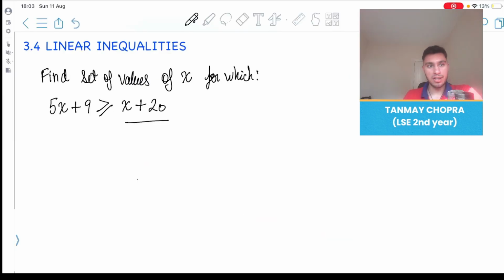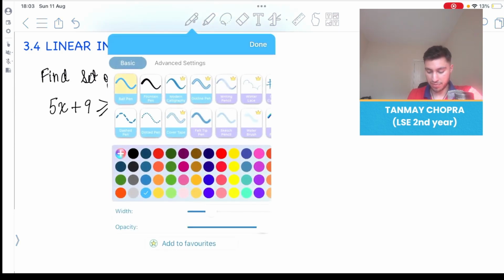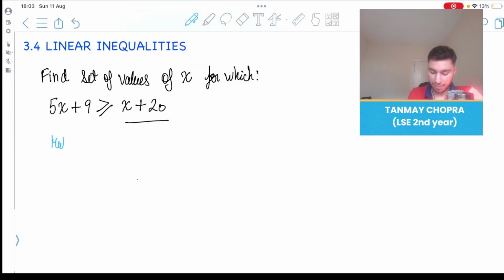3.4 Linear Inequalities. We are required to find the set of values of x for which 5x plus 9 is greater than or equal to x plus 20. Now, there is one rule with inequalities that you guys should know. If I multiply both sides of the inequality, or if I divide both sides of the inequality by a negative number, then the inequality flips. So multiplying slash dividing by a negative flips the inequality.